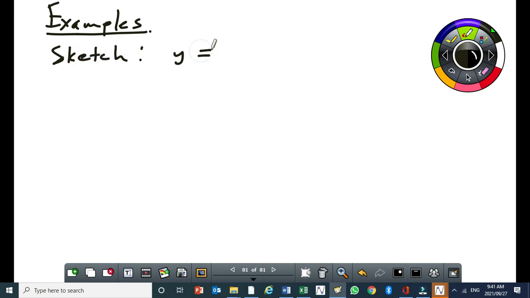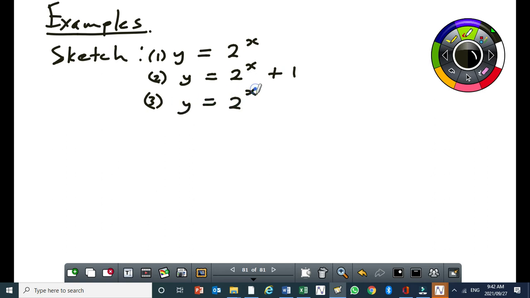So we'll start with y equal to 2 to the power of x. Right. We'll sketch it together with y equal to 2 to the power of x plus 1. And then we also sketch 2 to the power of x minus 1.